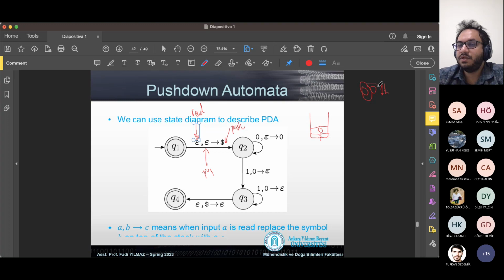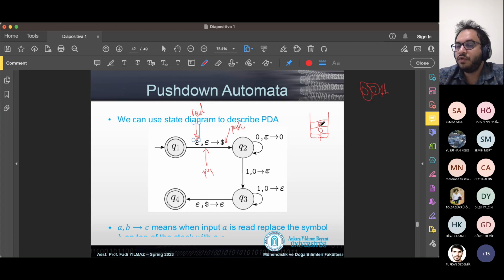Next, I'm done with the first 0. If you read a 0, pop nothing, but push a 0 on your stack, and don't change your state. If you read a 1, pop a 0, but push nothing, and go to Q3. So if I read a 1, I pop a 0, push nothing, and change my state to Q3.